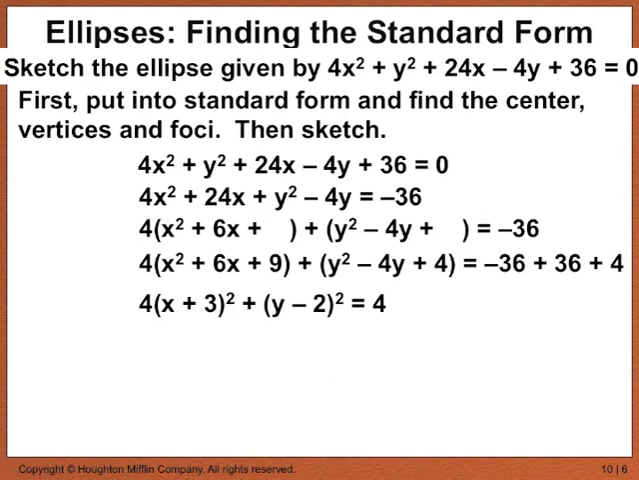So I'm almost done with completing the square. The last step is to divide every term by 4. Divide both sides of the equation by 4, and you end up with (x plus 3) squared over 1 plus (y minus 2) squared over 4 equals 1. And this is an ellipse.